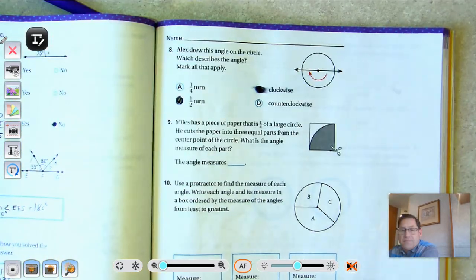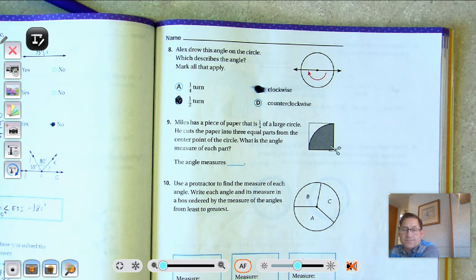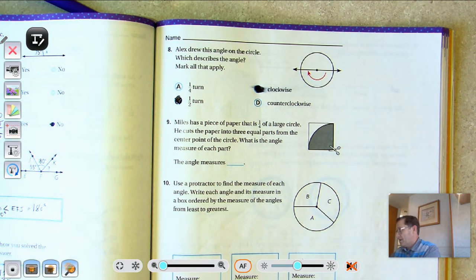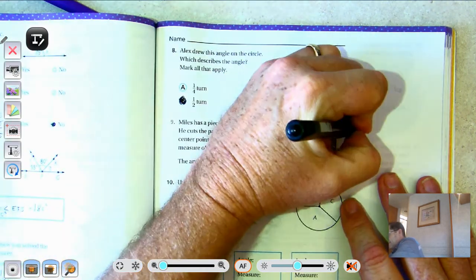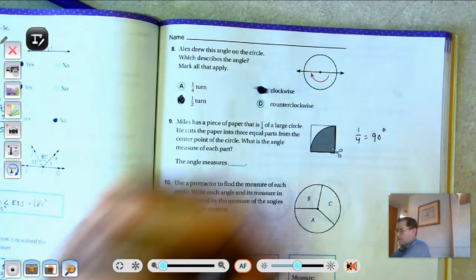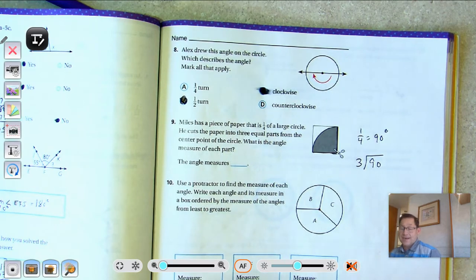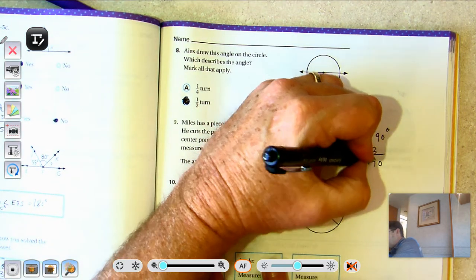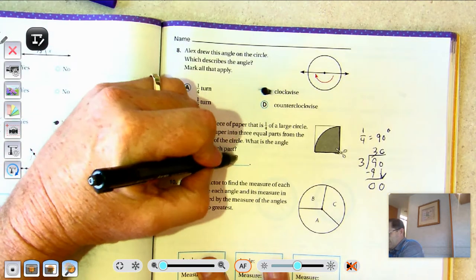Miles has a piece of paper that is 1/4 of a large circle. He cuts the paper into 3 equal parts. What is the angle measure of each part? Okay, so a quarter turn, remember, is equal to 90 degrees. Well, 3 equal parts. Take 90 and divide by 3. We'd get 30 degrees each.